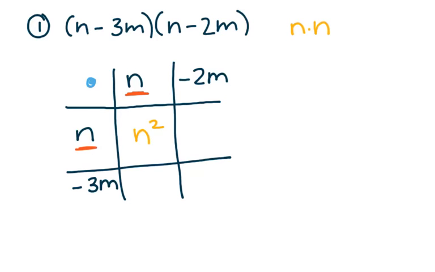Next, I'll multiply n by minus 2m. So this is a product that we're taking here. I'm multiplying n times a negative 2m. With this one, there are no exponents to be adding here because they have two different letters, an m and an n. So in this case, my product is going to be negative 2mn.